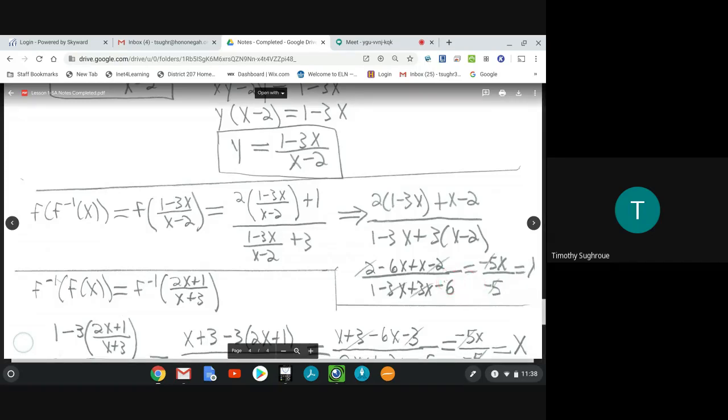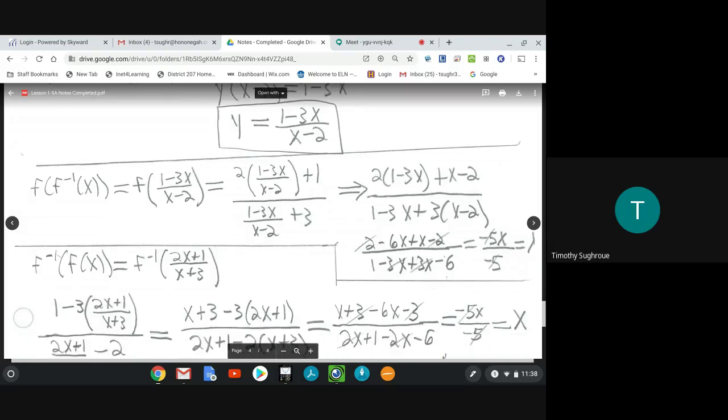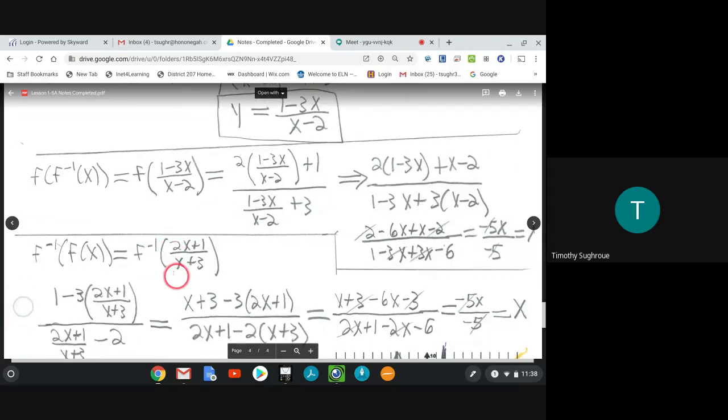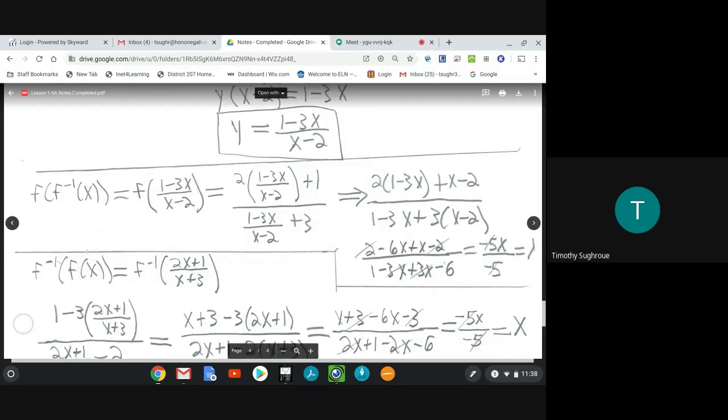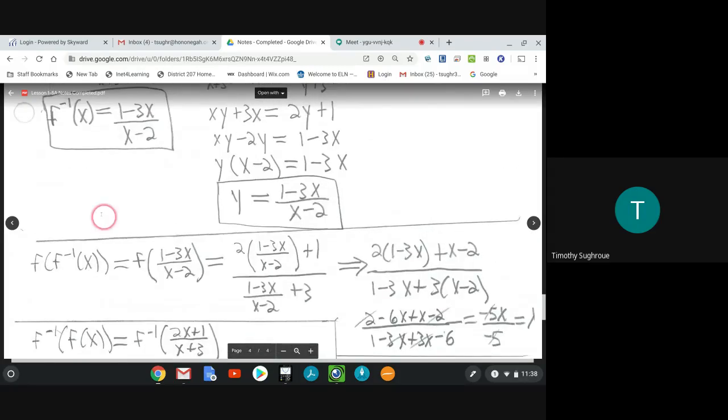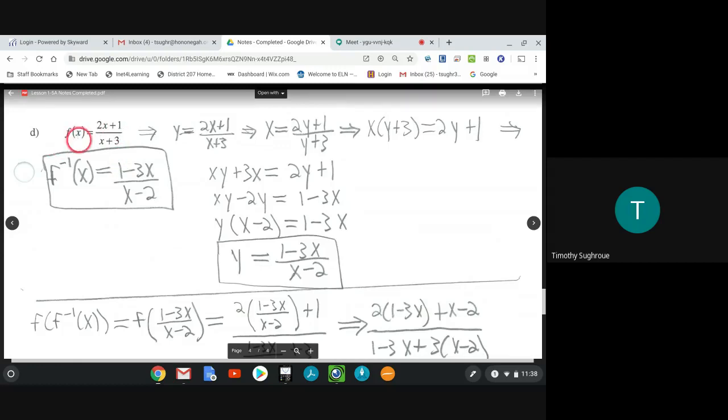Now we got to do it the other way. It's a lot of work, I know. So take 2x plus 1. Take x, plug it into the f function. If x goes into the f function, where's my f function? Here it is. X comes in, 2x plus 1 over x plus 3 comes out.